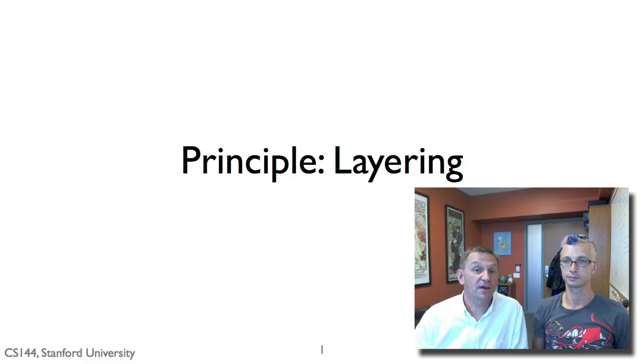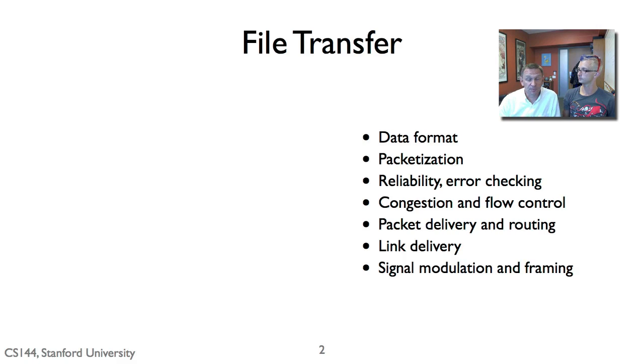So continuing on our theme of principles, in this video we're going to be talking about layering. So I'm going to start with an example. Layering allows us to decompose a more complex function into a set of simple, well-defined stages, with a well-defined API between them that allows us to break down a more complex communication into a series of simpler operations.